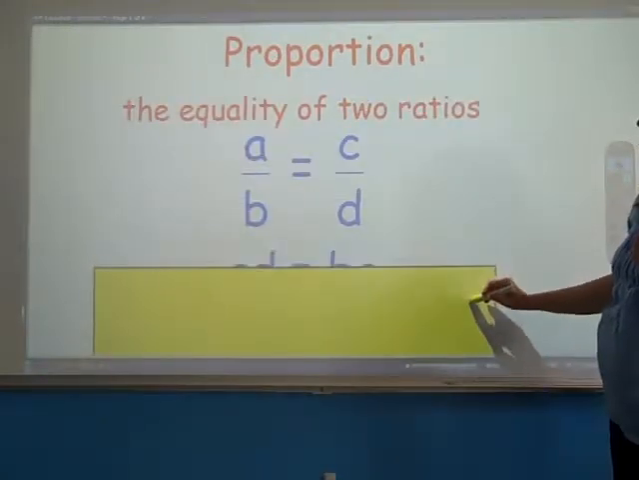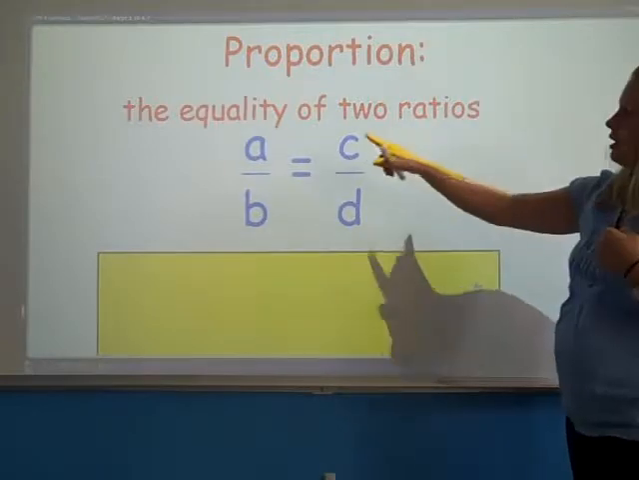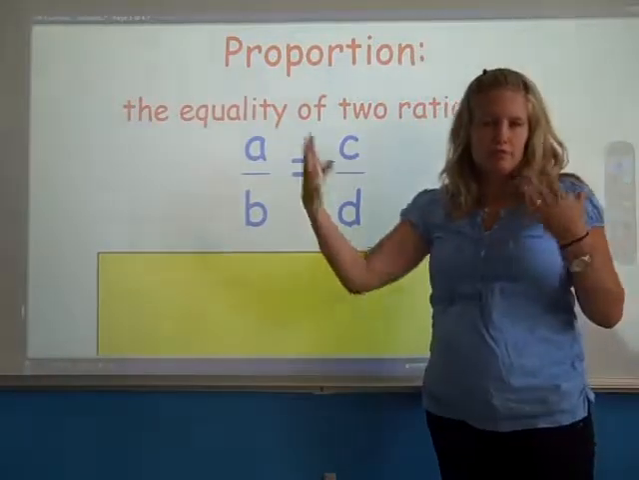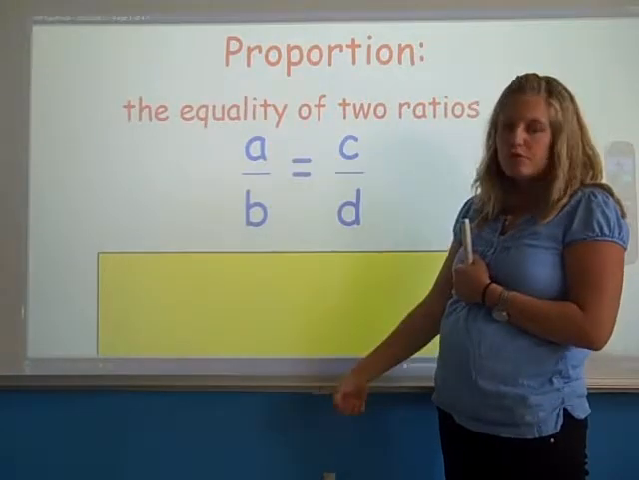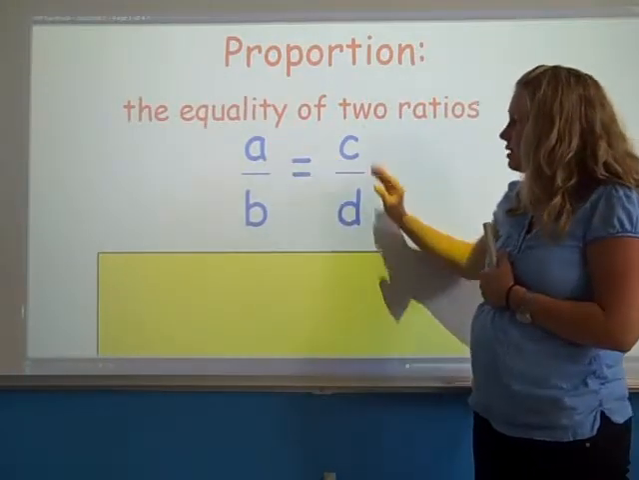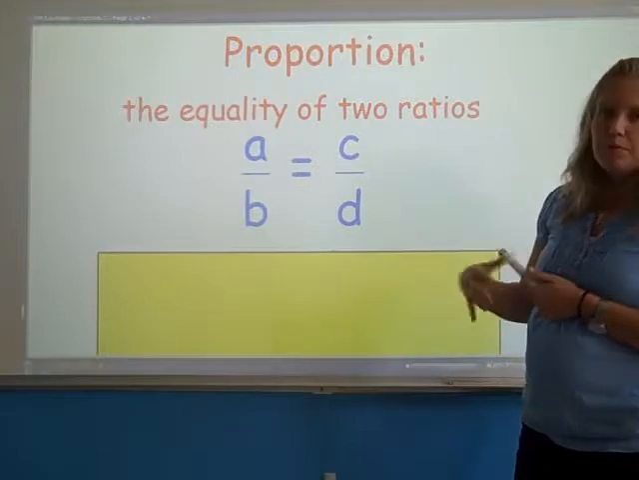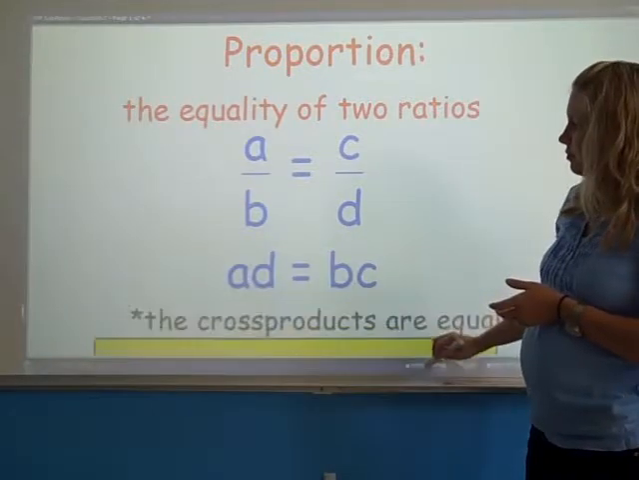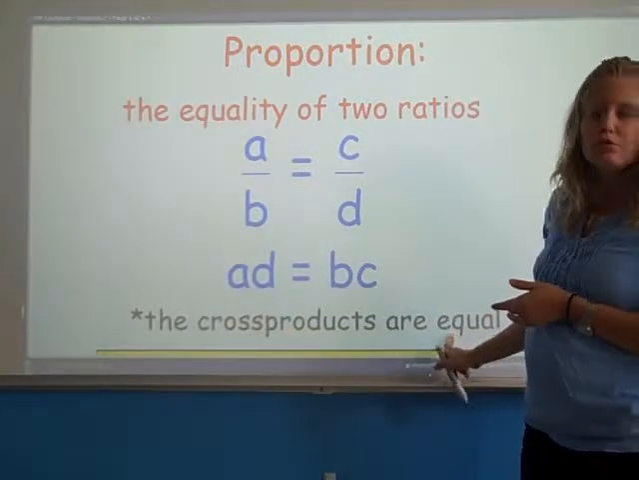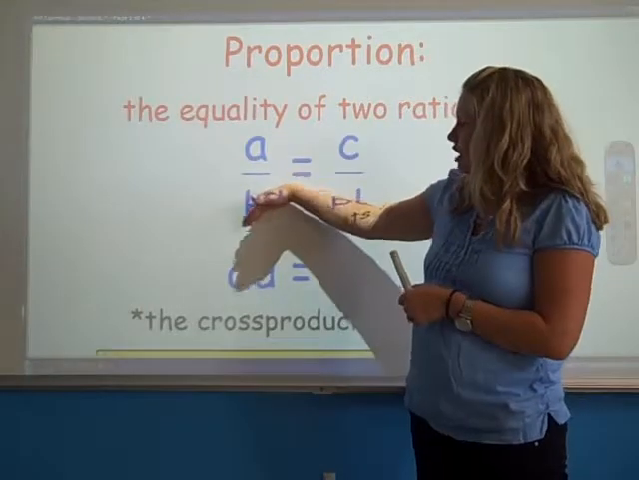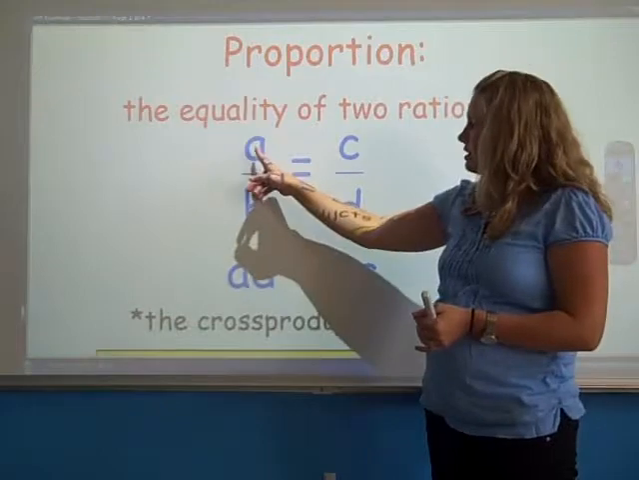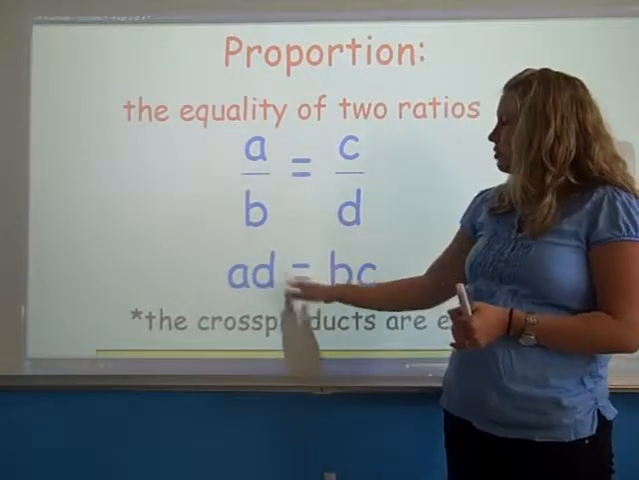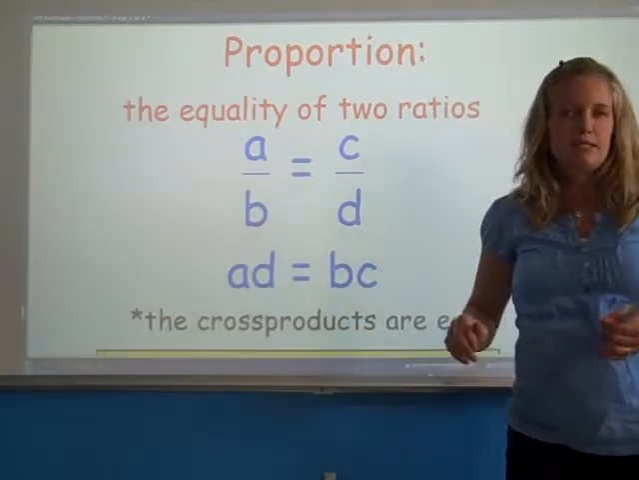A proportion is the equality of two ratios, two fractions set equal to each other. So here I just used variables for now. A over B equals C over D. With a proportion, the cross products are equal. Cross products mean the ones that are across from each other, if you multiply them, they're equal. So, for example, A times D will always be equal to B times C.